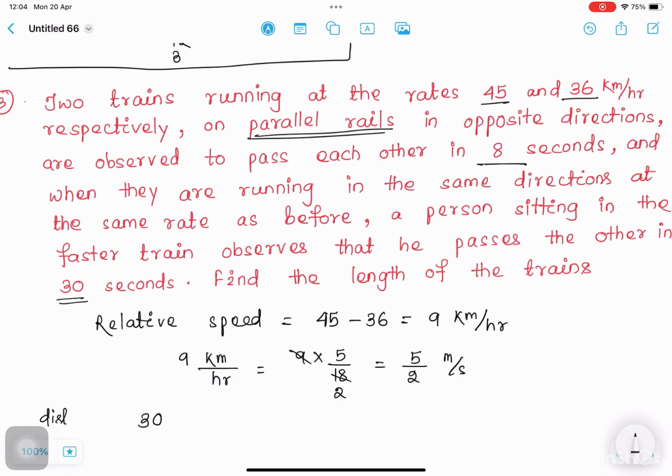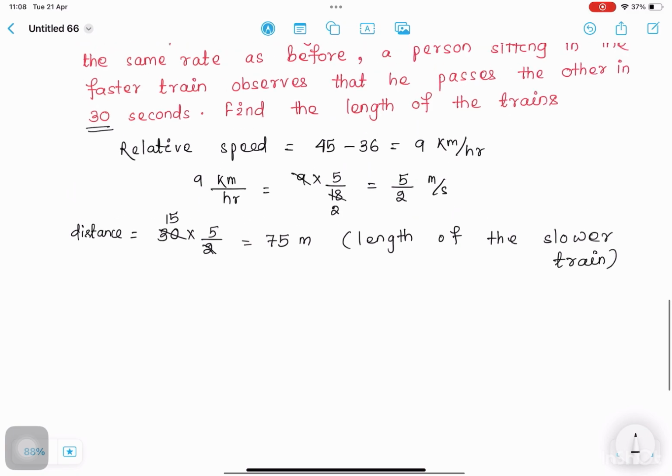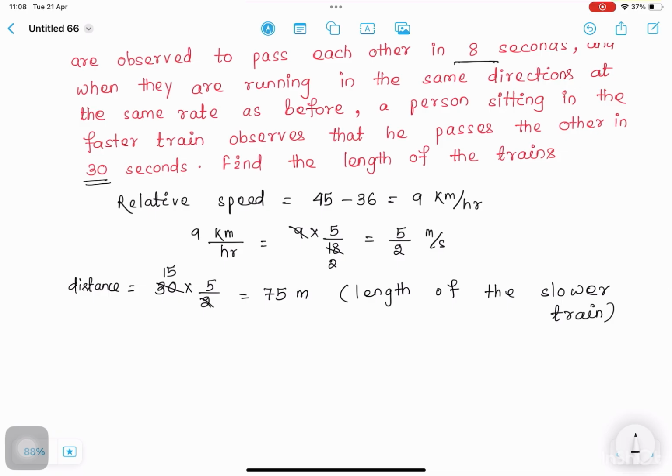So if we have to find the distance, distance equal to time into speed. So time is 30 seconds, speed is 5 by 2. So if we cut, then we will get 75 meter. And here is the trick, that is the length of the slower train. So from this we get that if the trains are crossing each other in the same direction, then we have to find the relative speed and multiply by the time taken for crossing, that will give the length of the slow train.